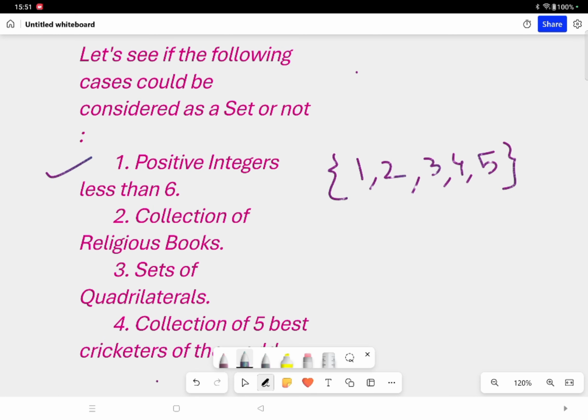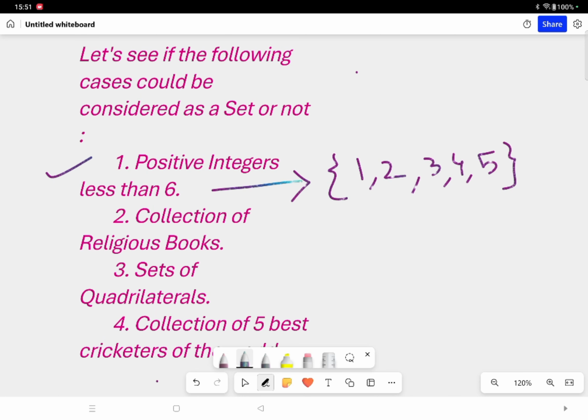So look over here, you can count the numbers and also it is well defined, and the answer will remain the same for each and every one of us. It is fixed. That means it is fixed and it is well defined. It has to be fixed and well defined. Then it will be a set. So yes, the first one will obviously be a set.